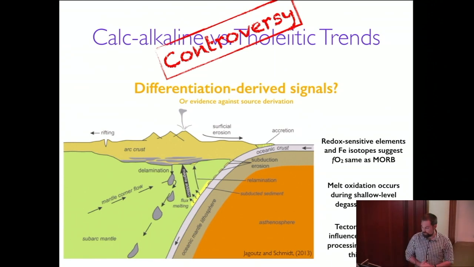Evidence against the source or differentiation-derived hypotheses suggests that when you look at redox-sensitive element compositions in arc magmas, as well as iron isotope compositions, all of which should be able to fingerprint differences in oxygen fugacity really well, they have almost identical oxygen fugacity to mid-ocean ridge basalts. So that is, in some people's eyes, evidence against source derivation. Another way of changing the oxygen fugacity is through shallow level degassing of water. That could change the oxygen fugacity of these magmas that erupt in arc environments. And as we'll see later, something that may be important is there could be tectonic controls on differentiation. Maybe crustal thickness, maybe the regime in which this arc magmatism is operating.